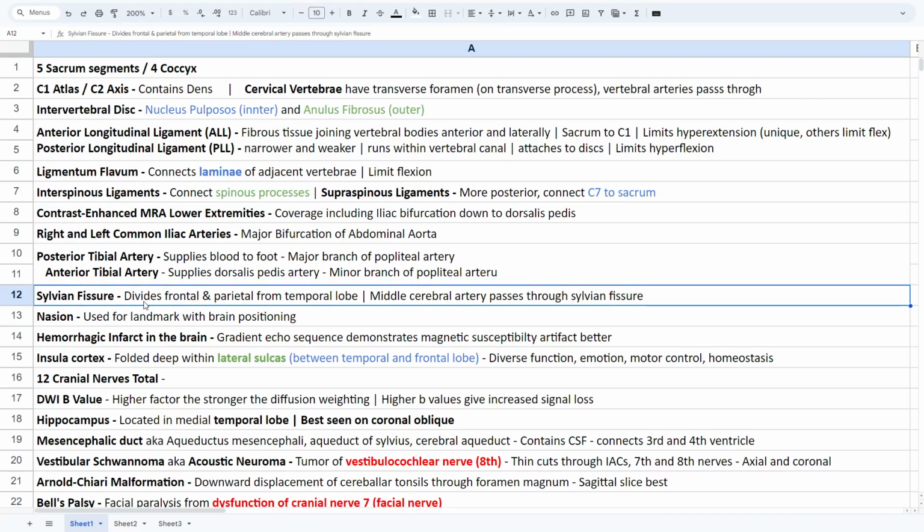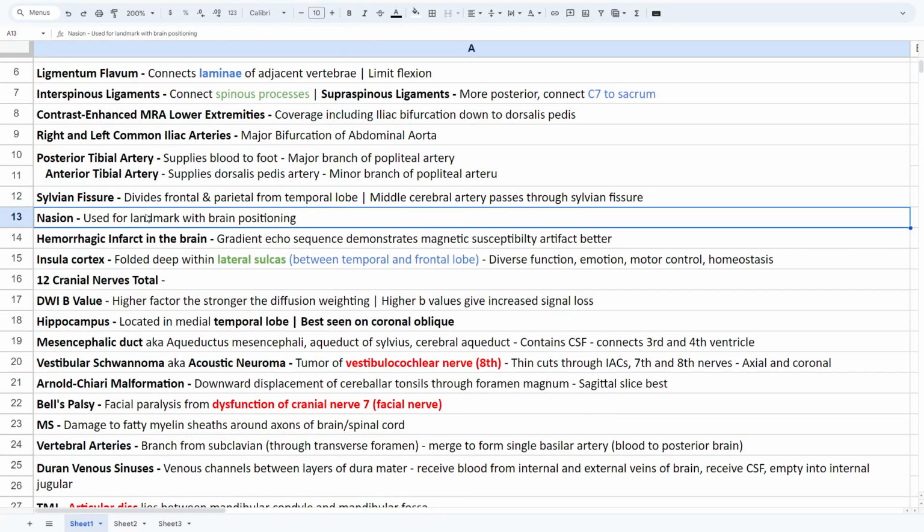Sylvian fissure divides frontal and parietal from the temporal lobe. The middle cerebral artery passes through the Sylvian fissure. Nasion is used as a landmark with brain positioning. For a hemorrhagic infarct in the brain, a gradient echo sequence demonstrates magnetic susceptibility artifacts better.